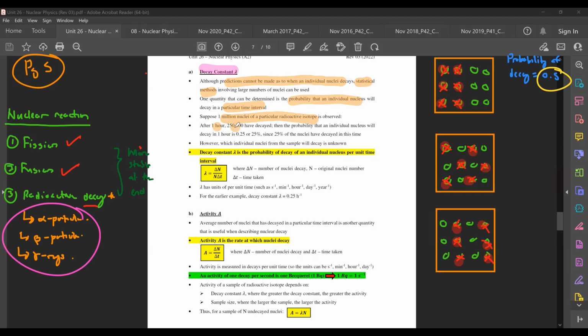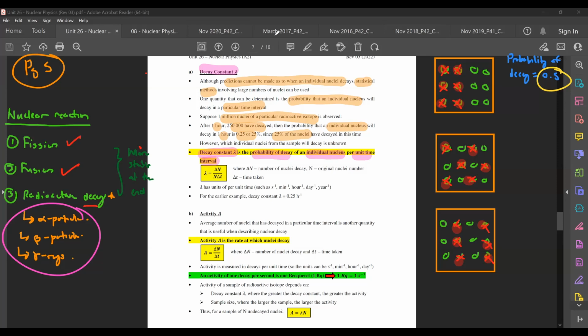After 1 hour, 250,000 have decayed, then the probability of decay of the individual nucleus in 1 hour is 0.25, since 25% of the nuclei have decayed. Now, from there, you define something called decay constant. Decay constant is the probability of decay of a nucleus per unit time interval.